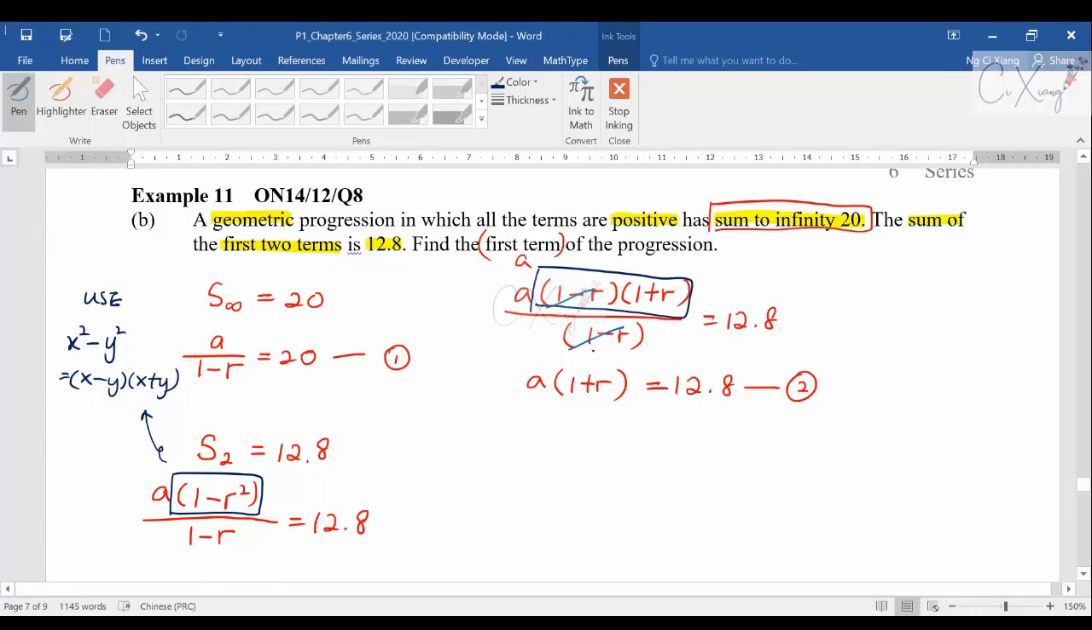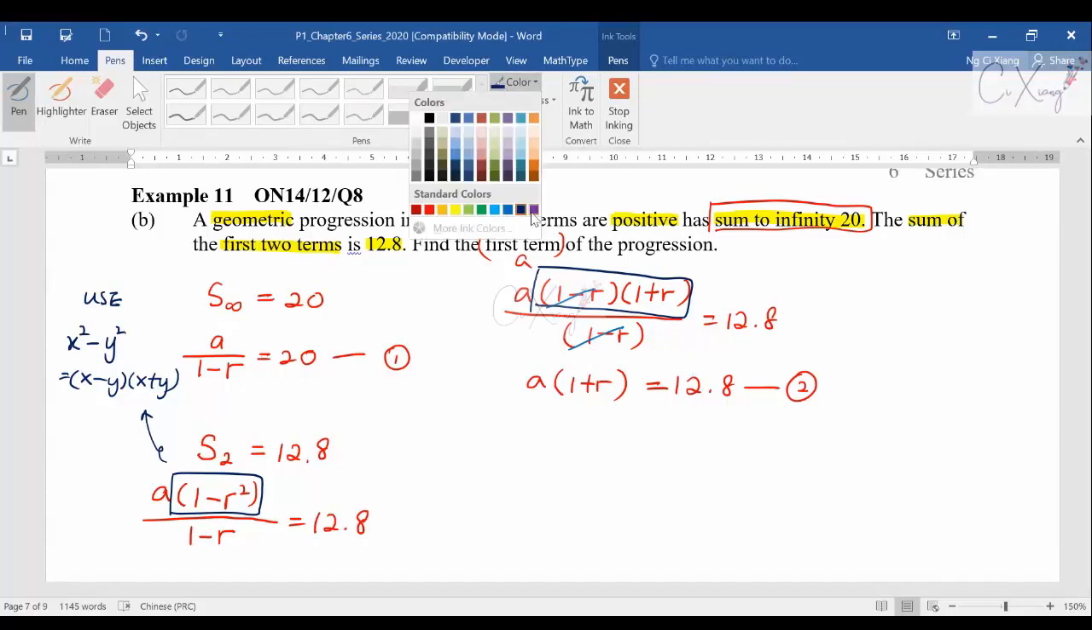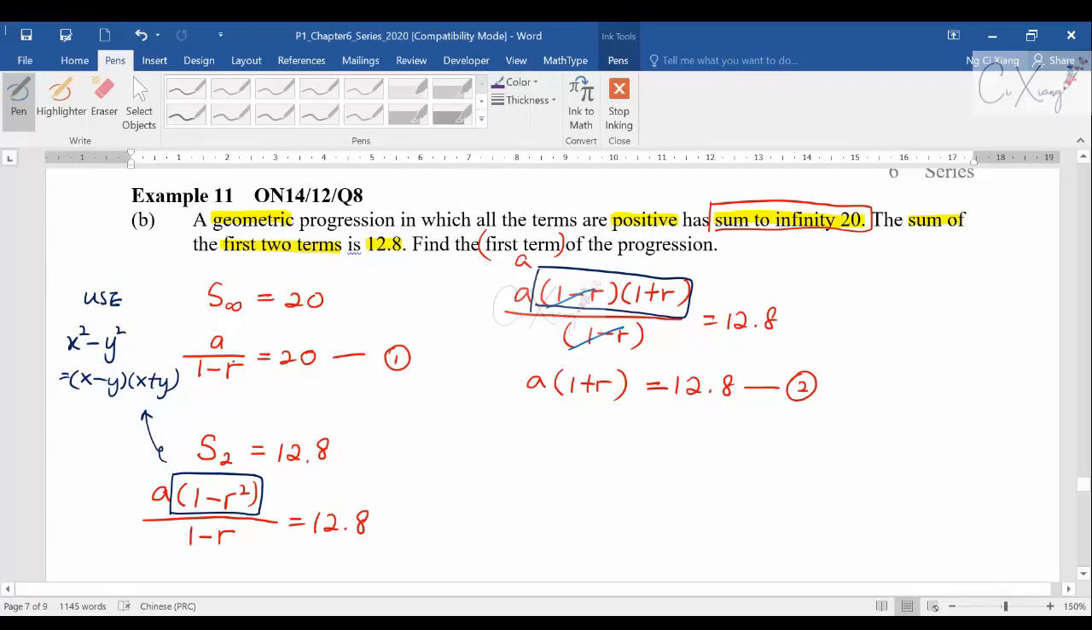Now, let's have a look. How can I solve the simultaneous equations? From here, I know that A is 20 times 1 minus R. So for the A here, I replace it with 20 times 1 minus R. Then 1 plus R, you just copy as 1 plus R, which equals 12.8. Then if you simplify all your terms here and try to get the value of R, you'll see that your R is 0.6.